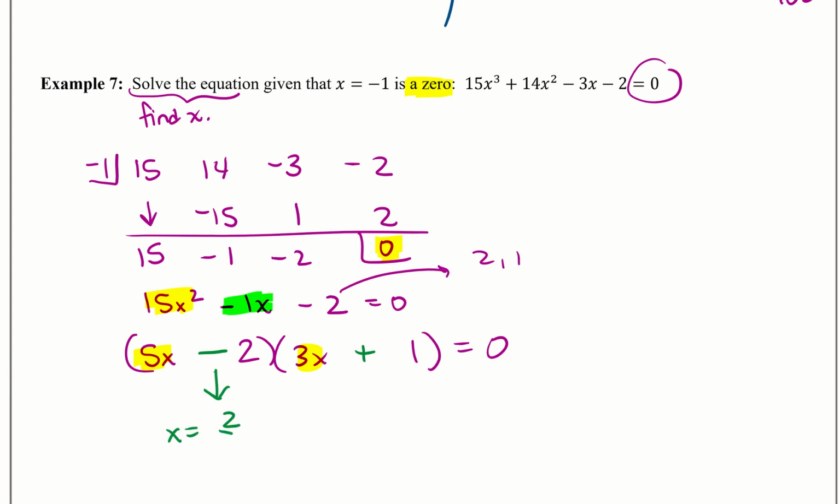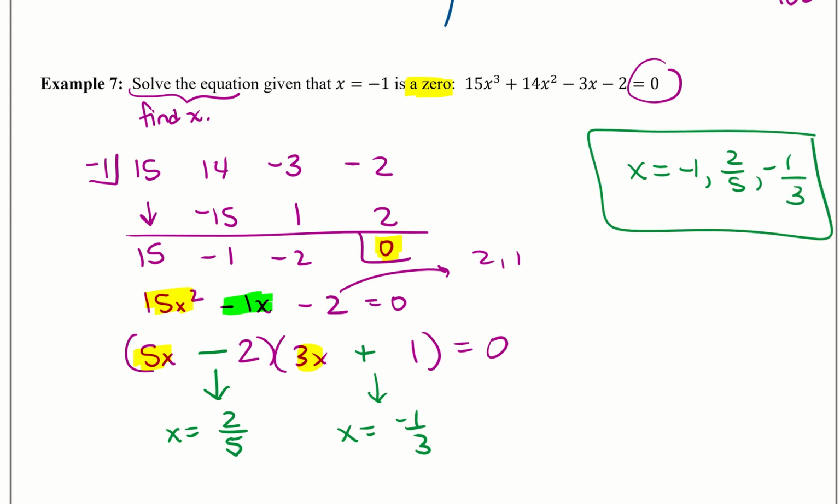So x would be 2/5. So you change the sign of the constant and divide by the coefficient of the linear term. And here x would be -1/3. So if I want to solve the equation, I want to find all 3 values of x. We already knew one of them. X is -1. The other 2 are 2/5 and -1/3.